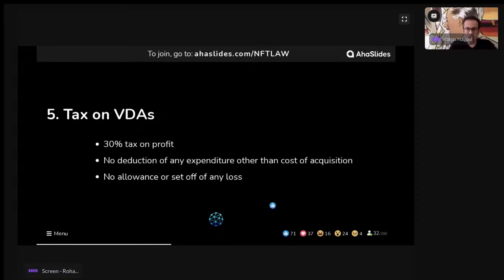Then there is no allowance or set off for losses. So in any normal business, if during a year I make profit on some deals and I lose on some, I can deduct my losses and then pay tax only on the final profit. But that's not allowed in crypto. So if you make 1 lakh profit today on say an Ethereum trade, and tomorrow you make 1 lakh rupee loss on a Bitcoin trade, logically you would pay zero tax because 1 lakh profit minus 1 lakh loss is no profit, no loss. But that's not the case here. You made a profit on the Ethereum, you will pay full 30% tax. You made a loss on the next deal, the government doesn't care. So there is no set off or allowance for any of the losses.